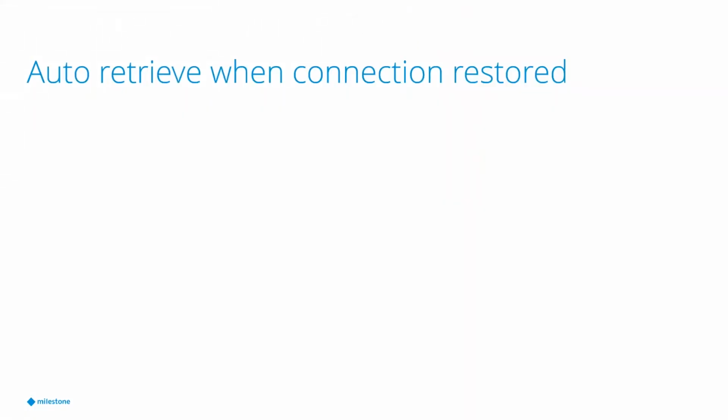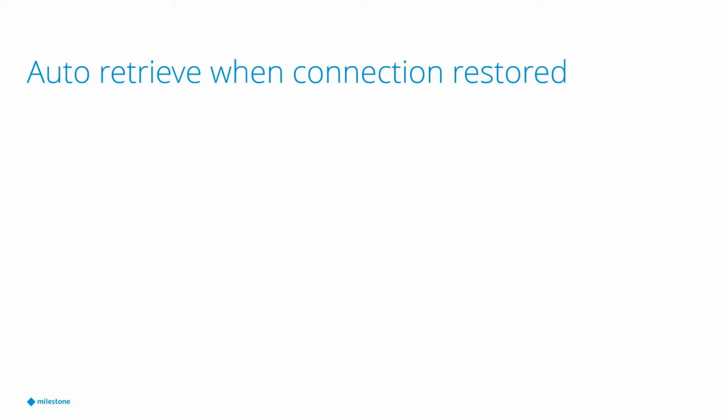The first scenario I wanted to show you was how to set up the ability to auto-retrieve edge storage when a connection is restored. We can utilize this feature if we have a network failure or even a server failure, and we want to be able to retrieve the video from the camera directly after a failure of that sort. This is incredibly easy.